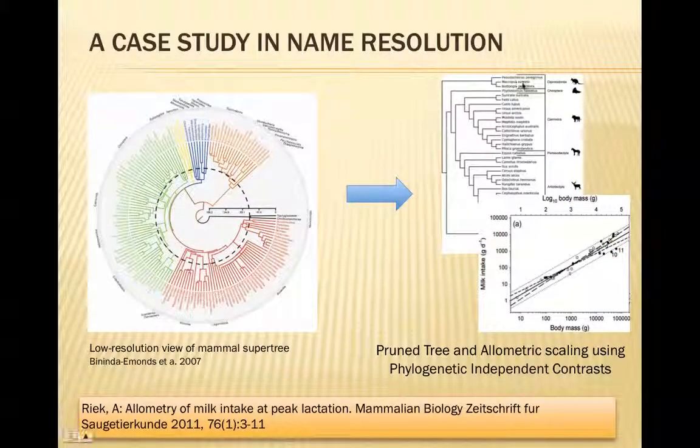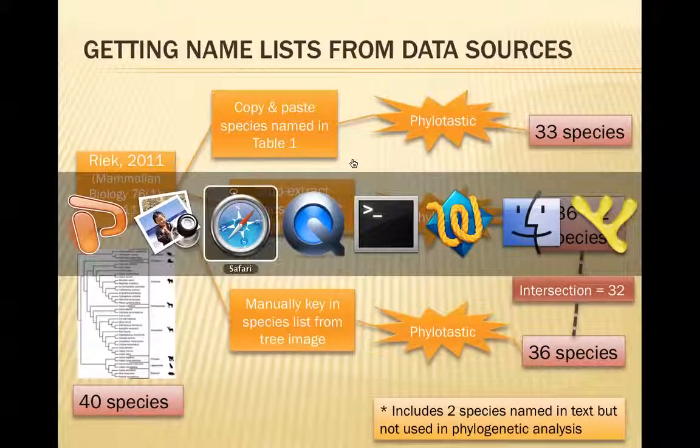This is of interest to us because we know that the author of this study got the tree of 40 mammal species from this much larger mammal supertree by Bininda-Emonds, and he got that by pruning it out in a data environment called R. That's the kind of thing that we'd like to do with Phylotastic, except we'd like to make it very simple and very fast. We'd like to make it something that any user can do, not just users who have special skills. So how could we do that?